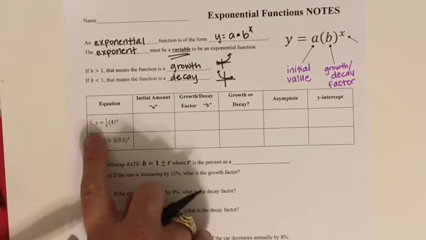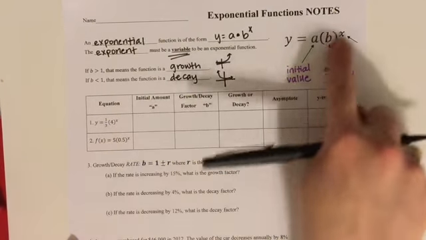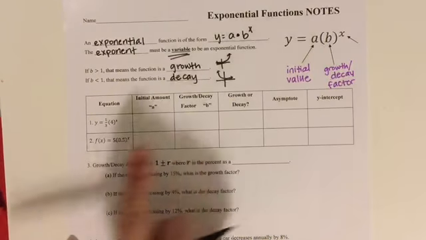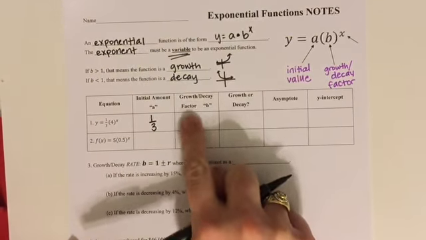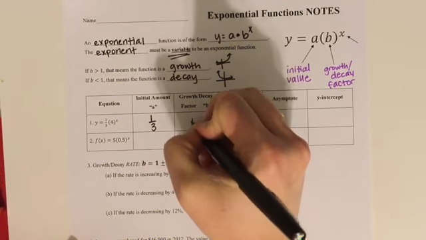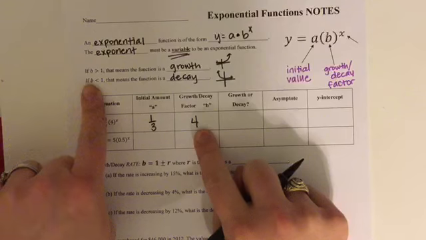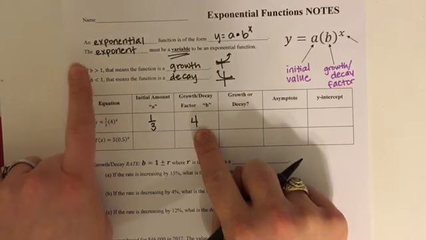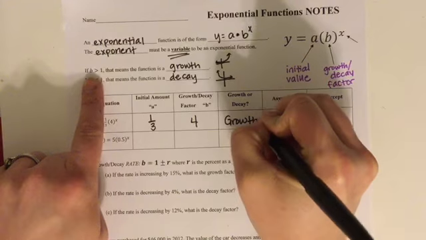Okay, so let's practice with some actual numbers. Number 1, y equals 1/3 and then parentheses 4 to the power of x. So let's identify the pieces. The initial value is that 1/3. The growth or decay factor, the b value, is the 4. So is it growth or decay? Well, look at this number right here, the b value. We said it's either greater than 1 or less than 1. This is greater than 1, so this would be growth.